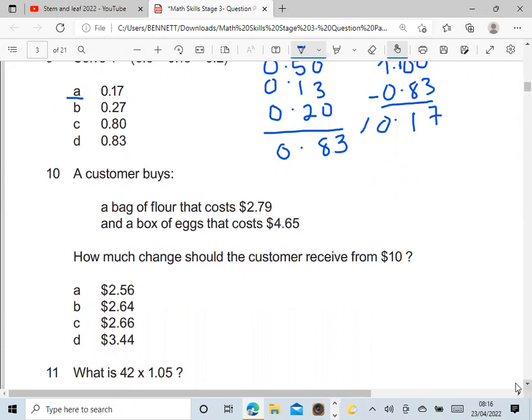Let's move on to 10. You guys go ahead. A customer buys a bag of flour that costs $2.79 and a box of eggs that costs $4.65. How much change would the customer receive from $10? Go ahead and attempt that one also. D? B. You worked it out? Yes, sir. Okay. What about the others?